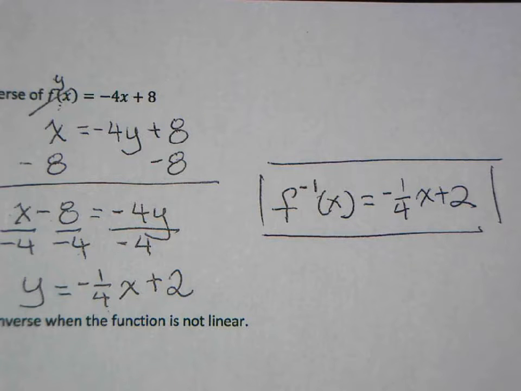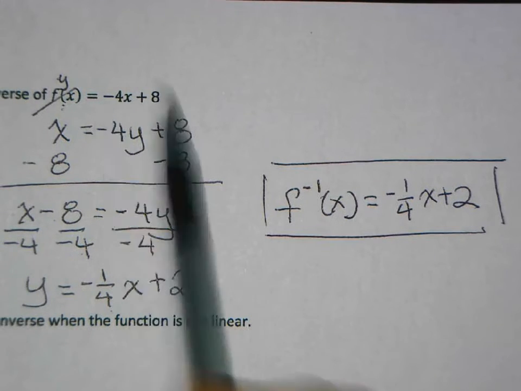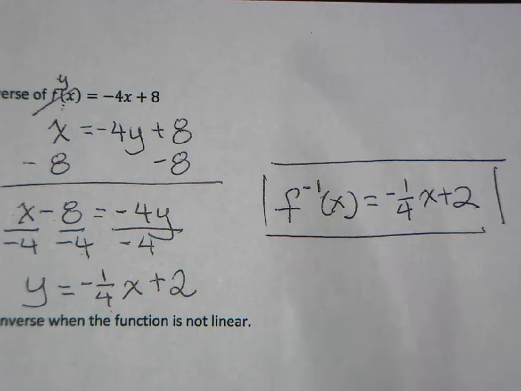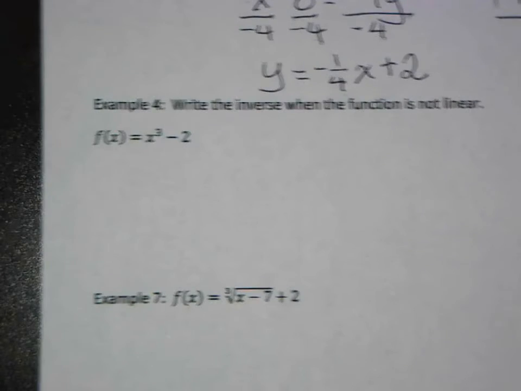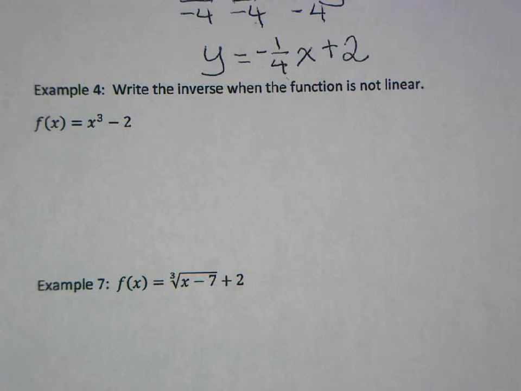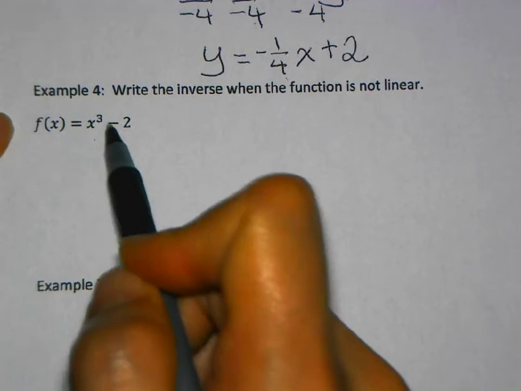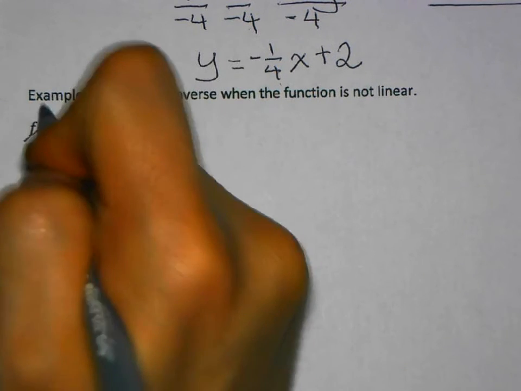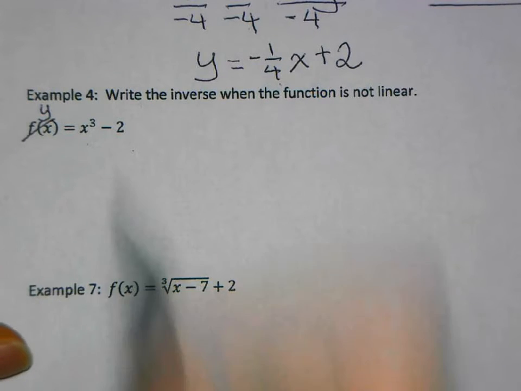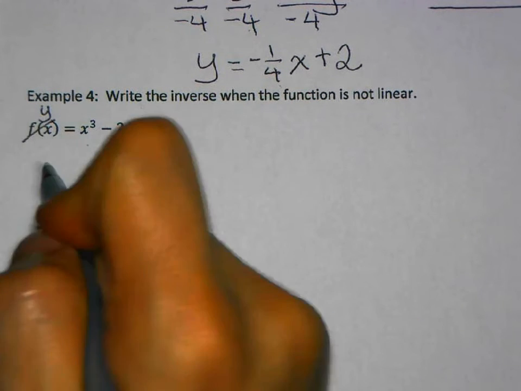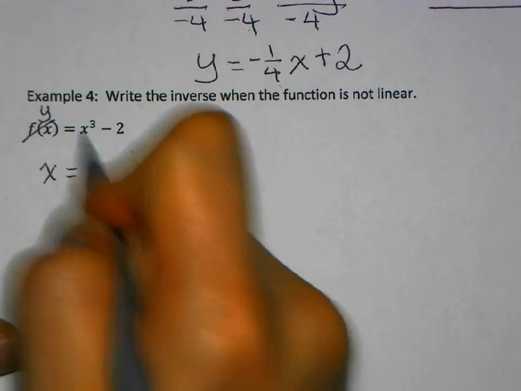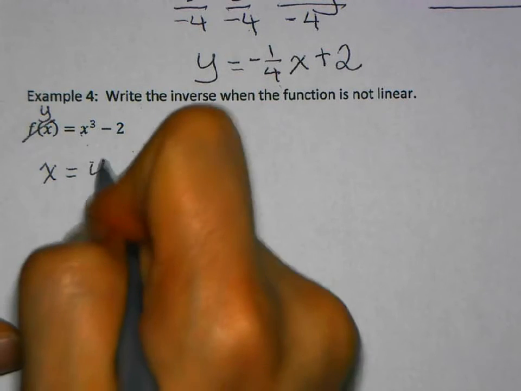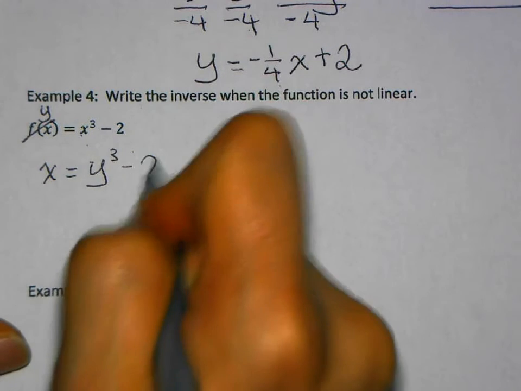And then it goes into, well, what happens when your equation is not linear to begin with? So that's example 4 on the lesson in your notes. So f of x equals x cubed minus 2. We do the exact same thing. So I'm going to take the f of x, change it to y. And from there, I switch the x and the y. So I have now x equals, instead of x, I have y cubed minus 2.